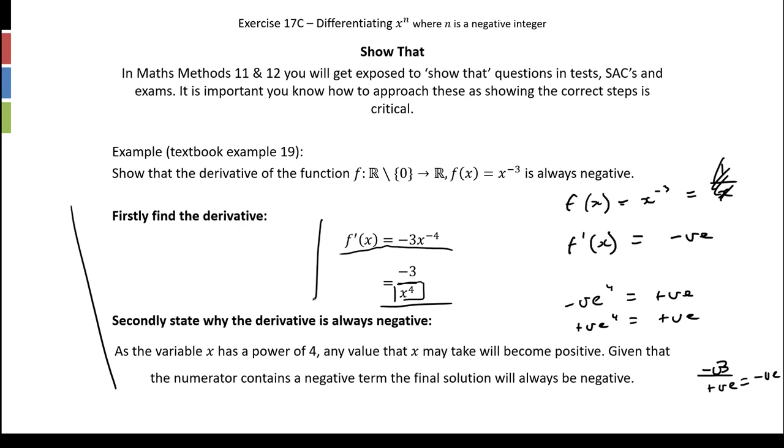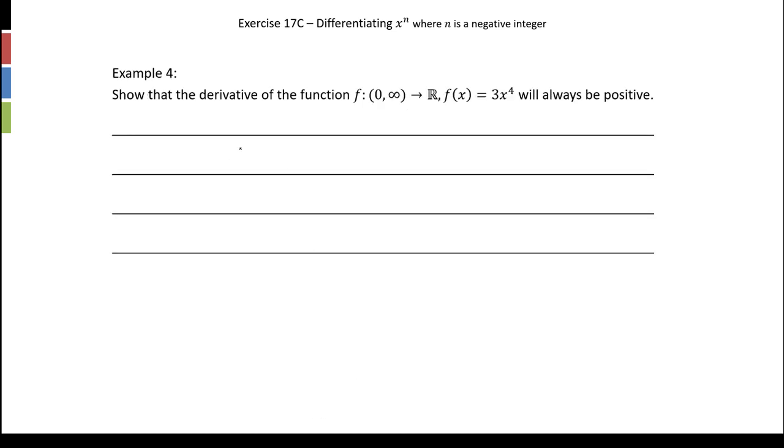So you'll do some form of numerical work, and then you'll have some worded description doing your proof. So let's have a go at this one. Show the derivative of the function f, with domain between 0 and infinity, of all real values, where f of x equals 3x to the power of 4, will always be positive. So f of x is equal to 3x to the 4.